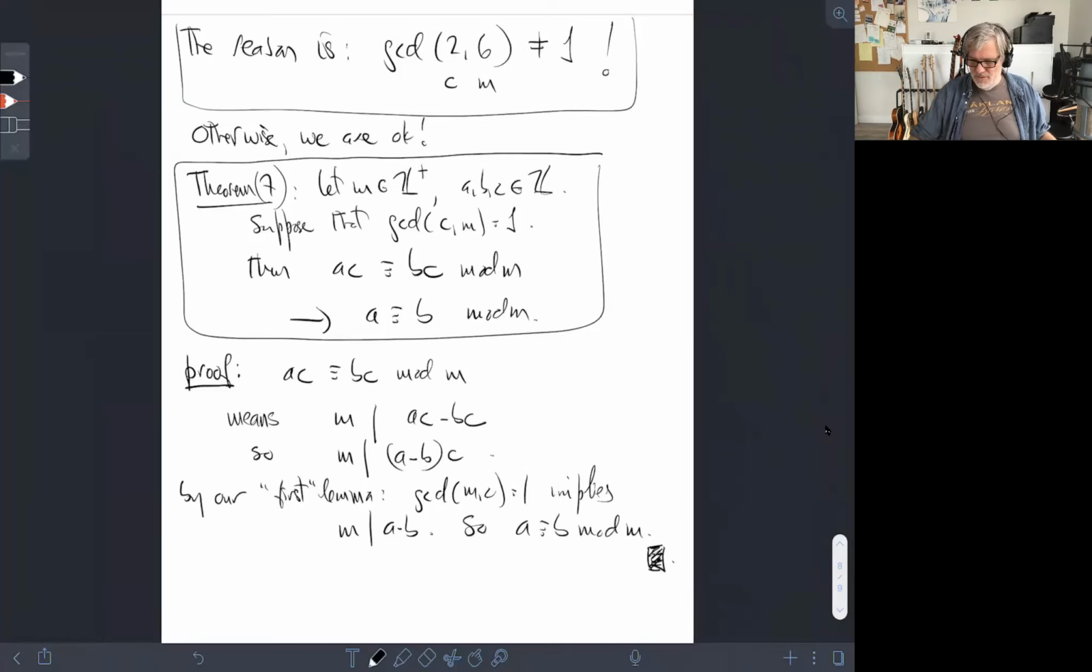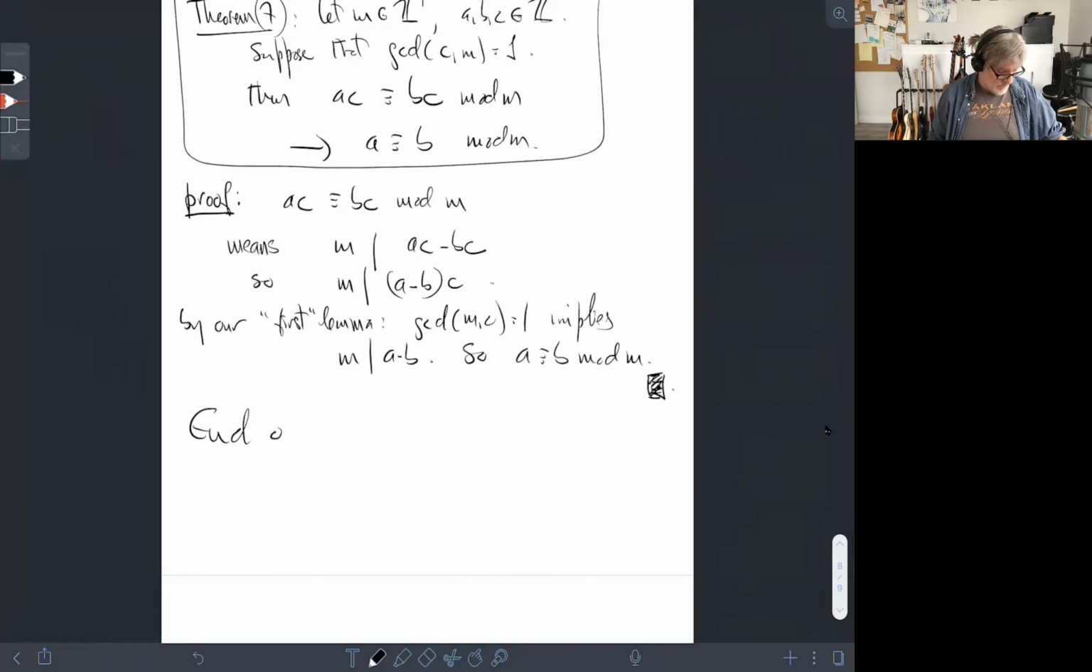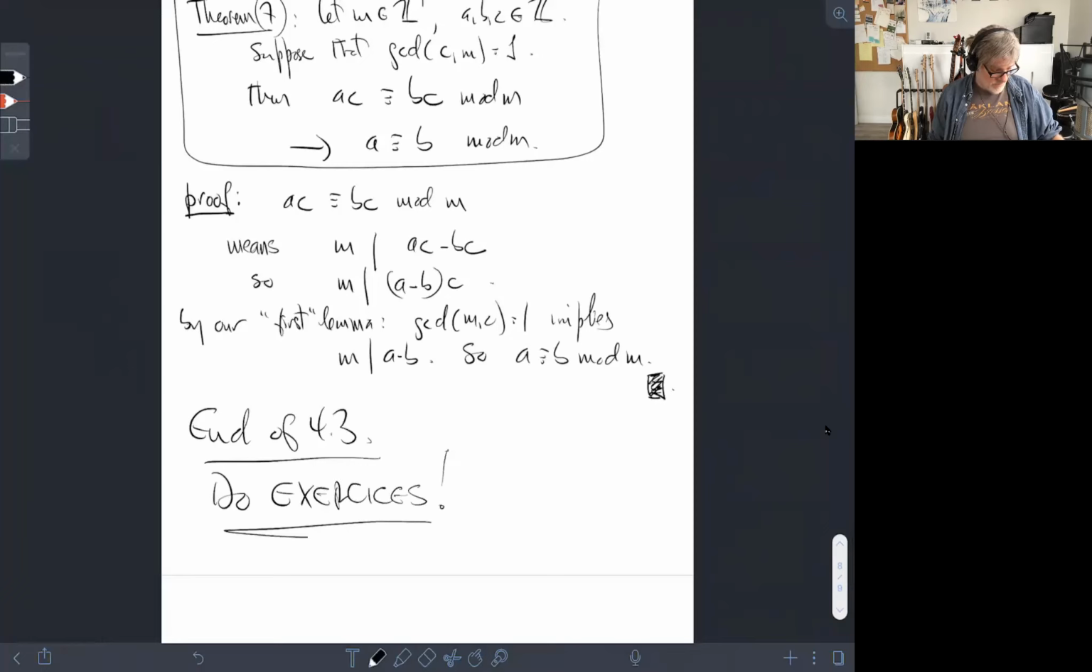This is it for today. I'm done with 4.3. This is the end of 4.3. Please do exercises. It's important. The test is coming up pretty quickly. I'll tell you next week.